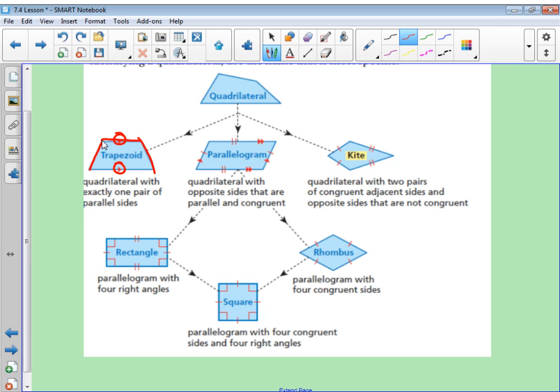They're not creating a right angle. They're also not parallel to each other. If they were to extend, they would intersect. So a trapezoid has only one set of parallel sides.